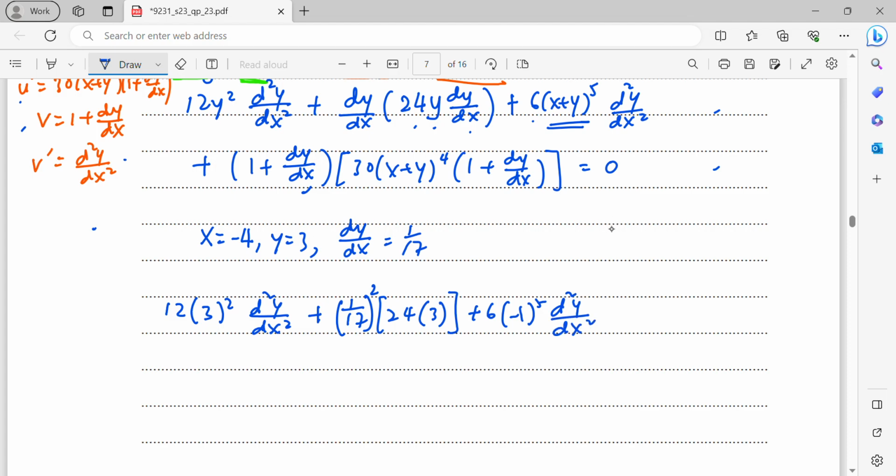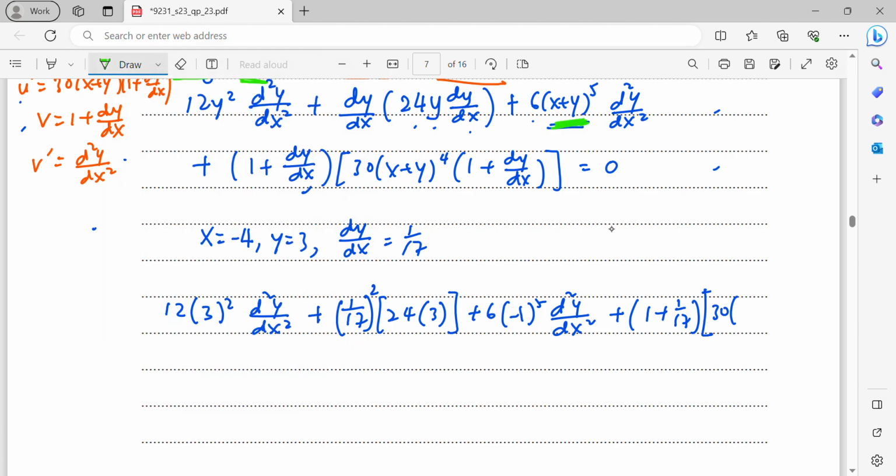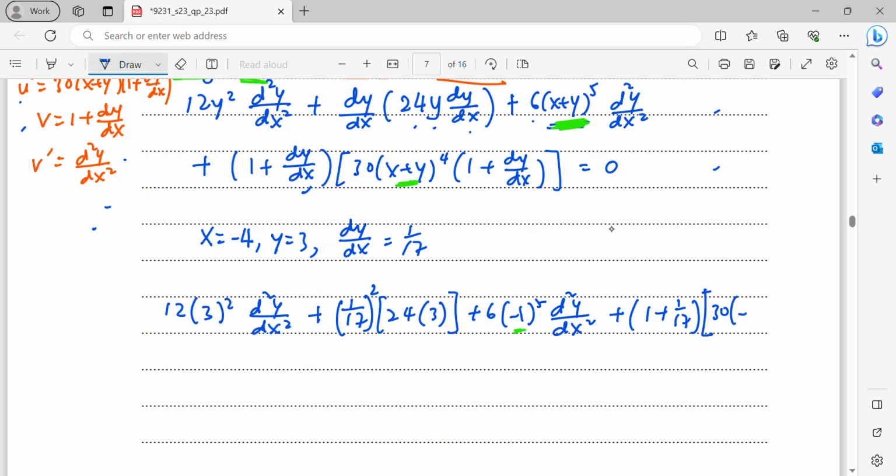Alright, then the next term is 1 plus dy dx. Then multiply with 30. Okay, remember just now x plus y. Here, x plus y. Here again x plus y. It will be minus 1. So I will replace it by minus 1. Then 1 plus 1 over 17, close bracket, and equals to 0.